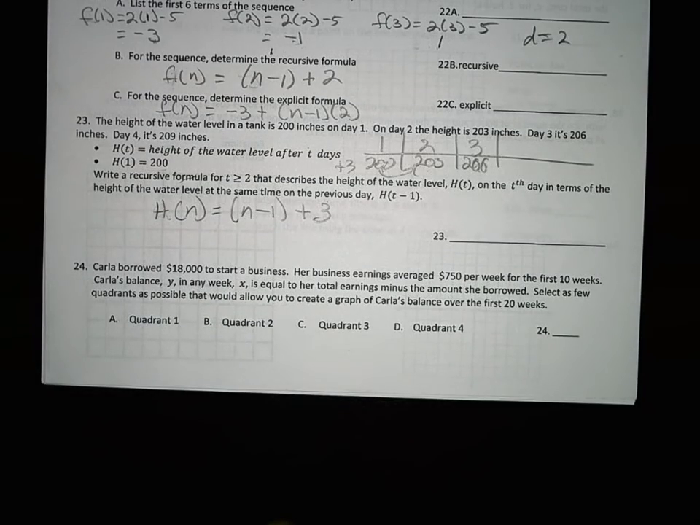Carla borrowed $18,000 to start a business. Her business earnings are $750 per week for the first 10 weeks. Carla's balance Y in any week X is equal to the total earnings minus the amount she borrowed. Select as few quadrants as possible that would allow you to create a graph.